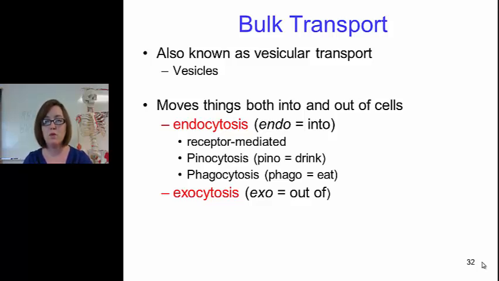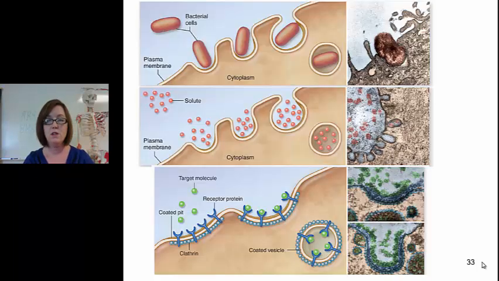With bulk transport, what we're doing is moving things both into and out of the cell in bulk. If we're moving things into the cell, that's called endocytosis. And there are three types of endocytosis: receptor-mediated endocytosis, pinocytosis, and phagocytosis. And then the opposite of endocytosis is exocytosis. So with exocytosis, we're doing bulk transport out of the cell. So let's take a look at the three types of endocytosis.